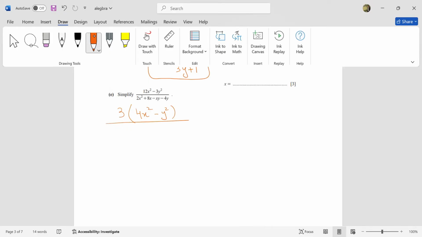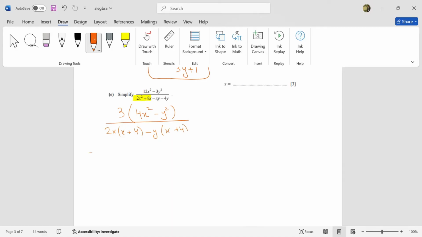In the denominator, x is common, making two terms. Let's check for the first two. In the first two, common is 2x. Left hand side, x plus 4. In the next two, minus y is common. So the left hand side is x plus 4.